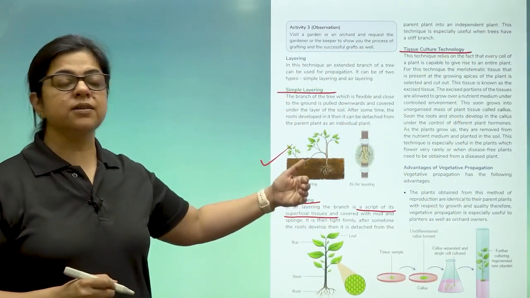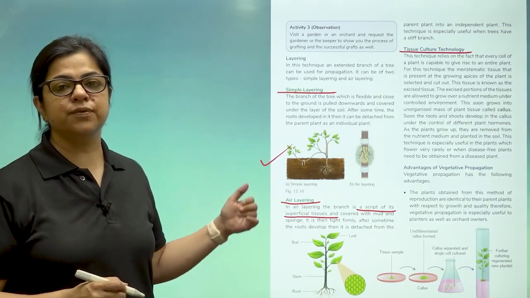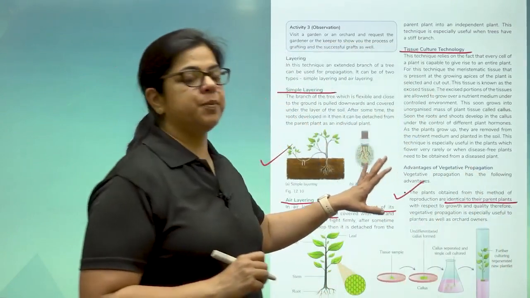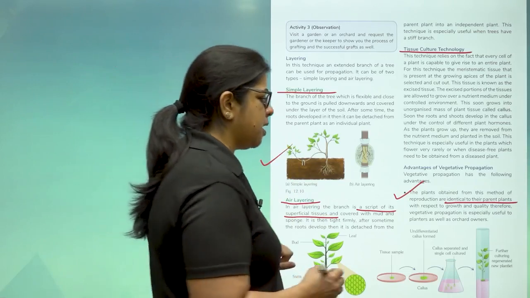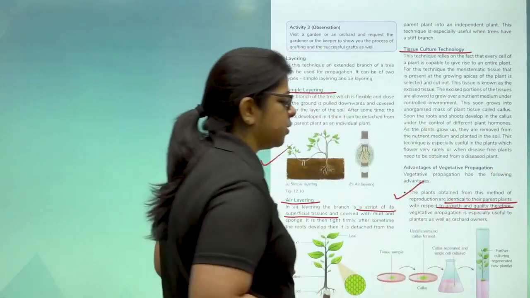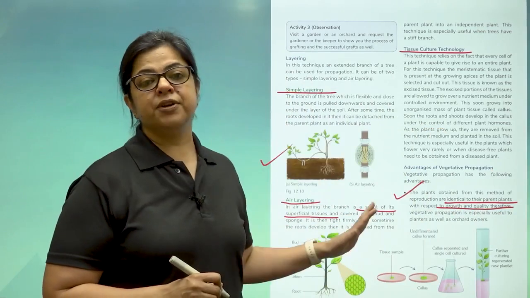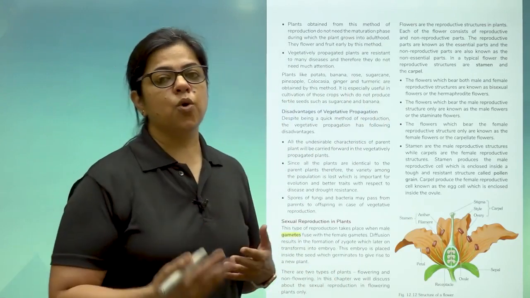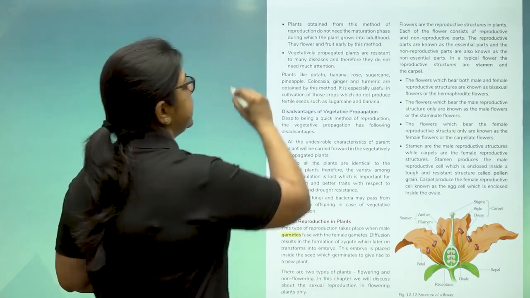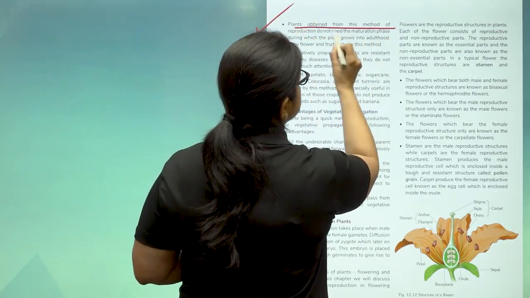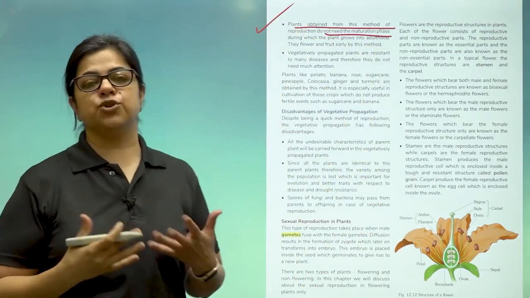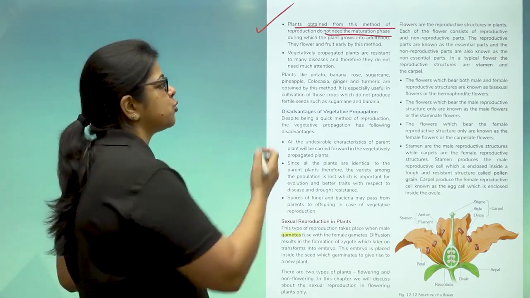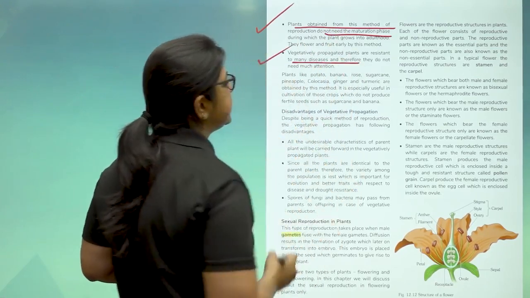Now let's understand the importance or the advantages of vegetative propagation. First, the plants obtained by this method are identical to the parent plant with respect to growth and quality. Therefore, this is definitely useful for people who are cultivating crops or who are into horticulture, that is producing fruits. Next, plants obtained from this method do not reach the maturation phase. They are ready to give rise to fruits or whatever they are supposed to. Then they are resistant to many diseases.